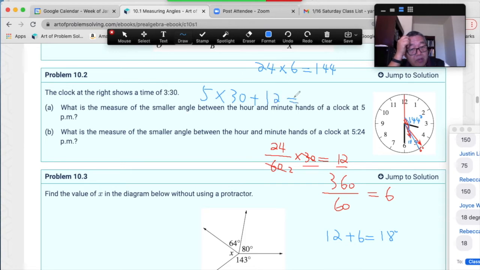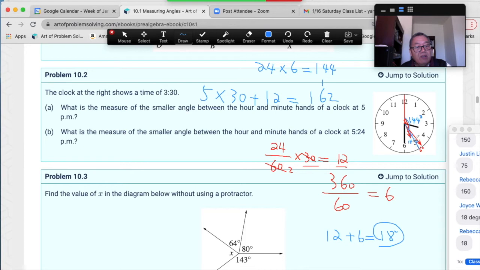So this one equals 162 degrees. Then you use 162 minus 144, and that gives you the angle between the hour's hand and the minute's hand, which equals 18 degrees. We got the same answer, right? So there are two ways to calculate.